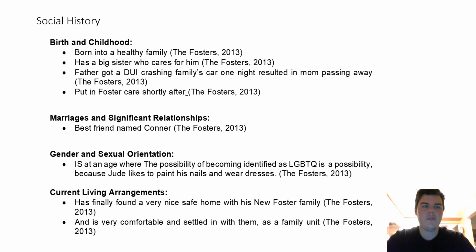Social history continued. Birth and childhood for Jude. He was born into a healthy family. Significant relationships: he has a best friend named Connor. General gender and sexual orientation: he is becoming older now and going through puberty, and he is becoming gay, as it seems.